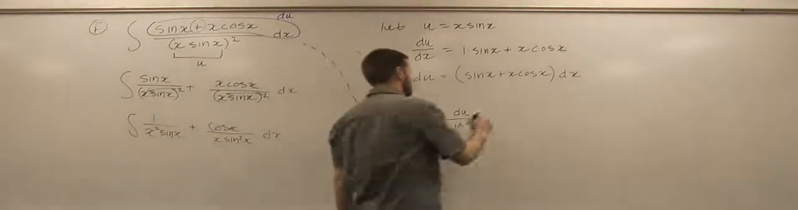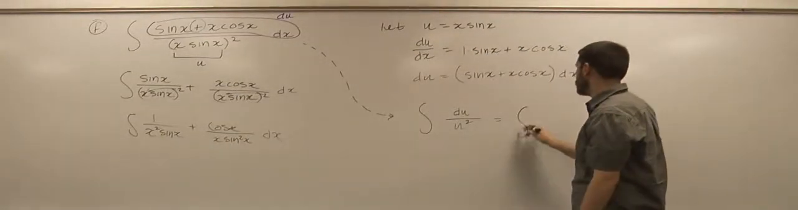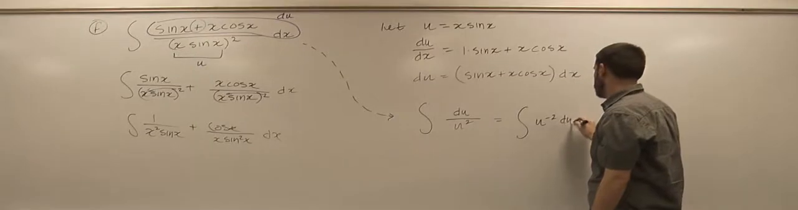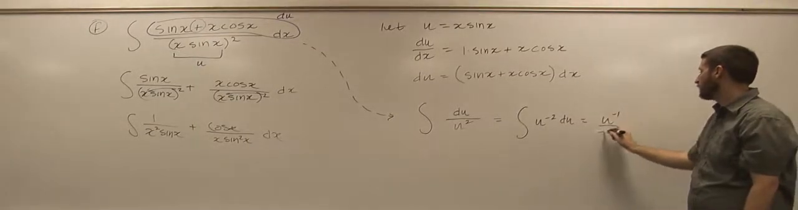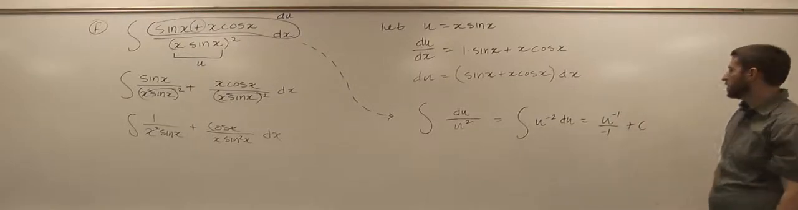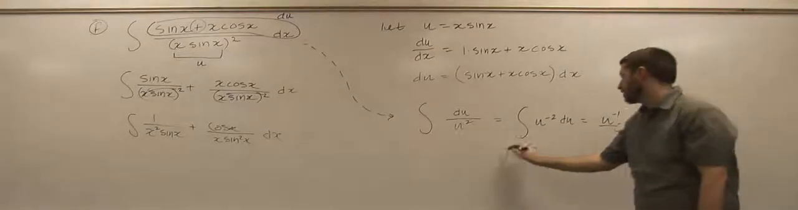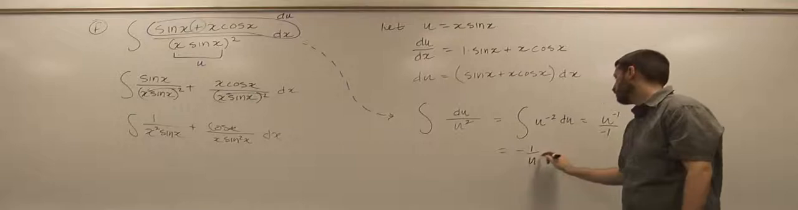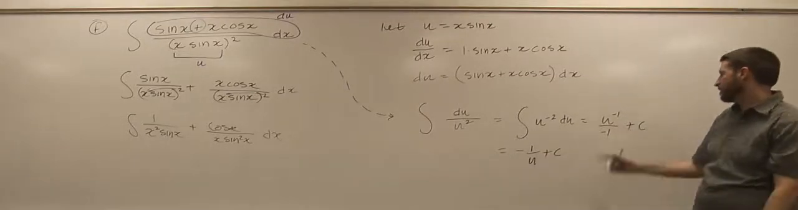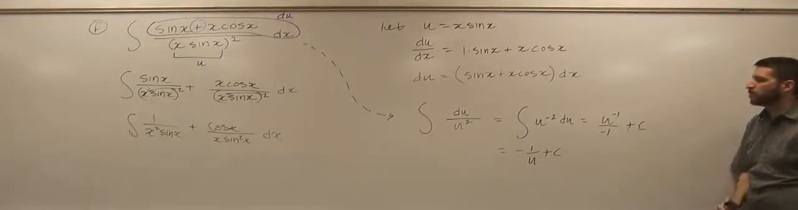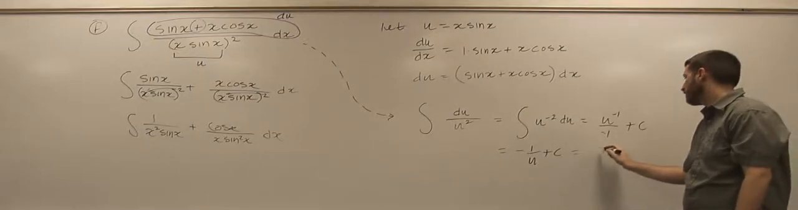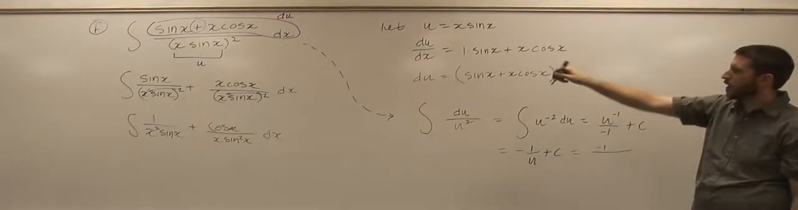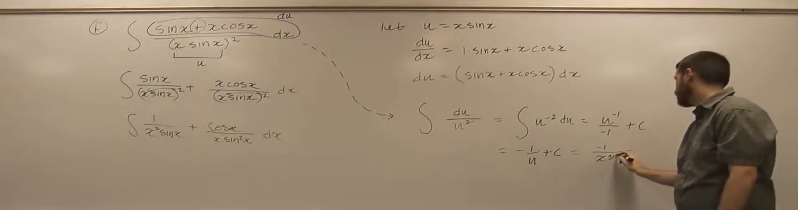So you change it to u to the negative 2 du. Add 1 to the power: u to the negative 1 over negative 1 plus a constant. So negative 1 over u plus a constant. Flip it back down, and then put your x's back in. Negative 1 over x sine x.